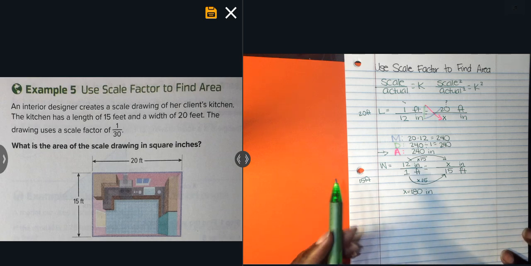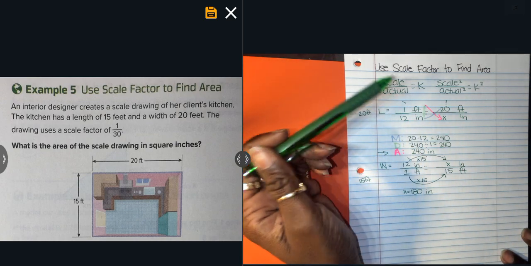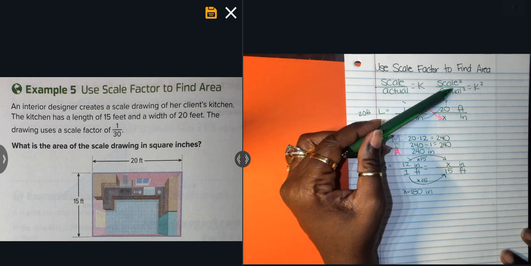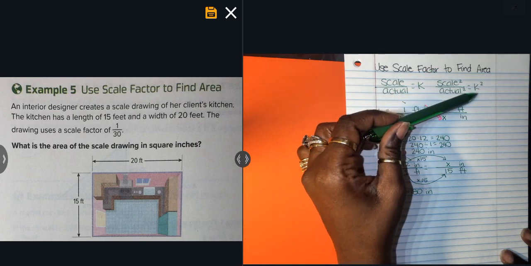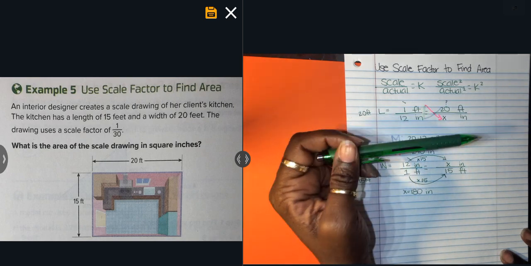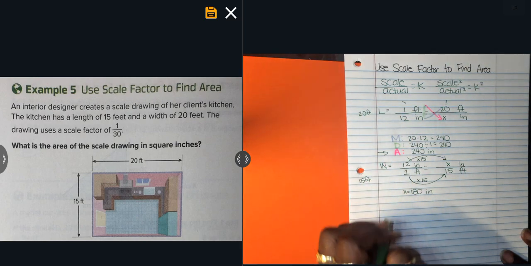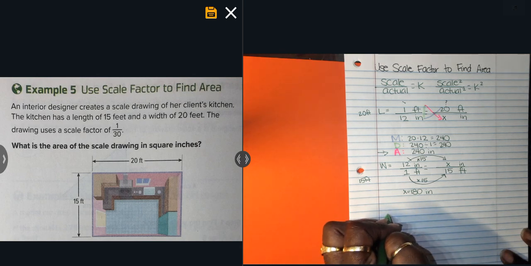Okay. So now for us to find out what the area is for the scale factor for the area of this using the scale factor, we're going to go down here and plug in. We need to find out the area of the scale.